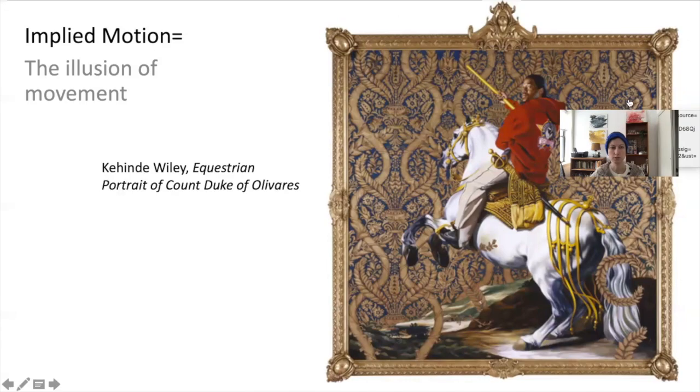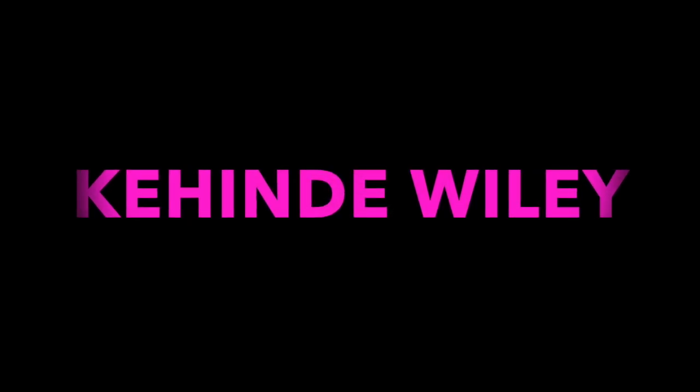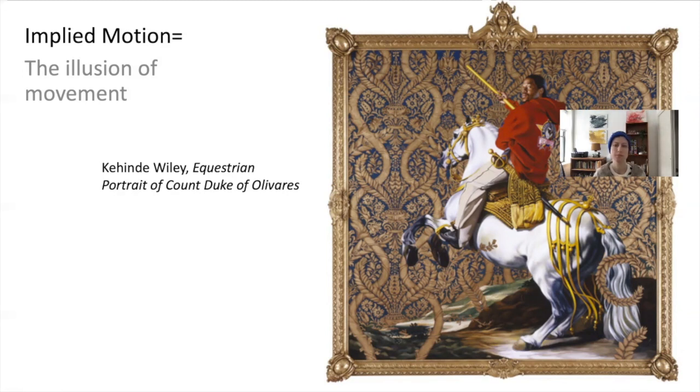Another artist who does that is Kehinde Wiley, an artist who takes African-American subjects, usually people who are totally anonymous, everyday people, and elevates them and puts them into these kind of heroic poses, like this equestrian portrait of quote-unquote Count Duke of Olivares. So he's taking some of the traditional models of painting of depicting people in positions of power, like rulers or leaders, and inserting people who are otherwise not known. So people who are friends of his or people who he meets, and putting them in these very dramatic poses that have the implication or illusion of movement.